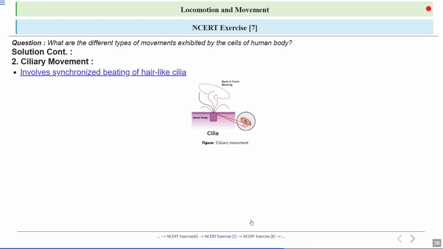So you can see in this picture back and front beating. This shows particular ciliary movement, and you can also see the structure of the basal body here. Now let's see where ciliary movement is important in our body. Cilia have several key functions in different organs and systems. So we will go through it one by one.